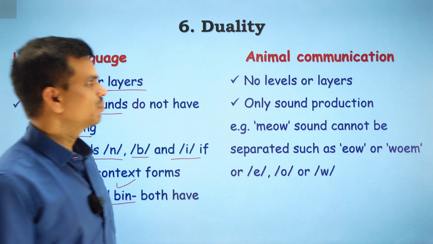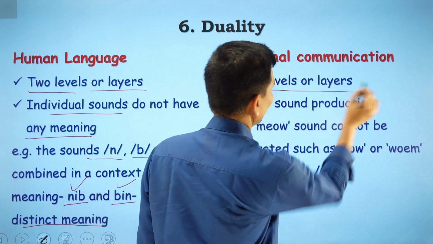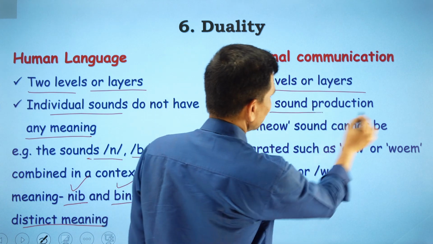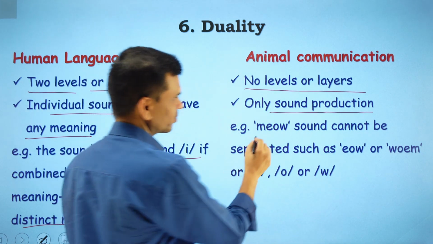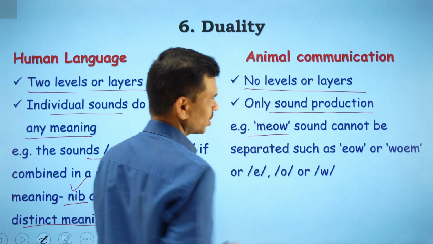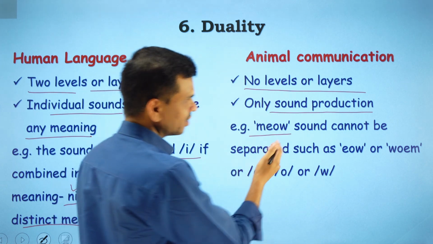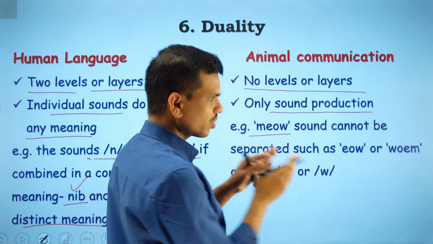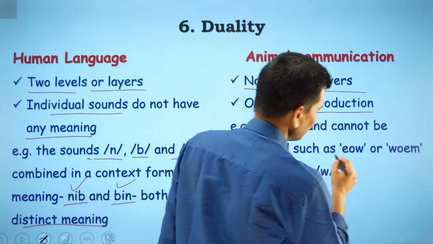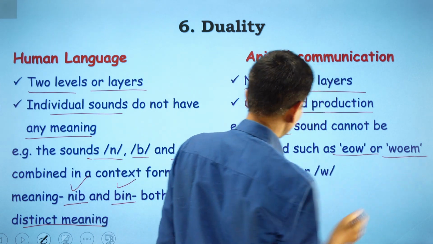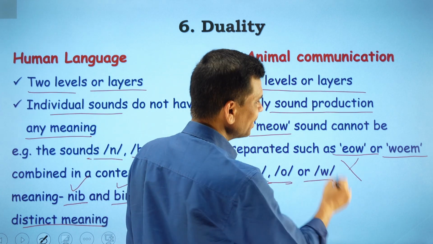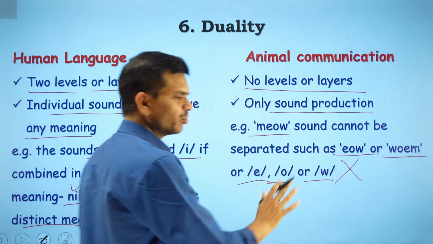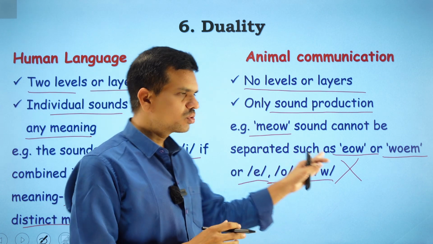But in animal communication we do not have any level or layer, only sound production, and wherever you go you have the same sounds. For example, a cat has a meow sound or a dog has a grr sound, and if you dissect these sounds, for example into e, o, w or m, o, they do not have any meaning or any kind of communication. They cannot produce such sounds.